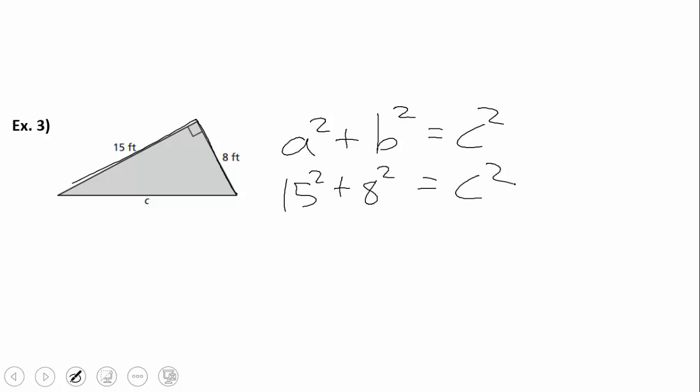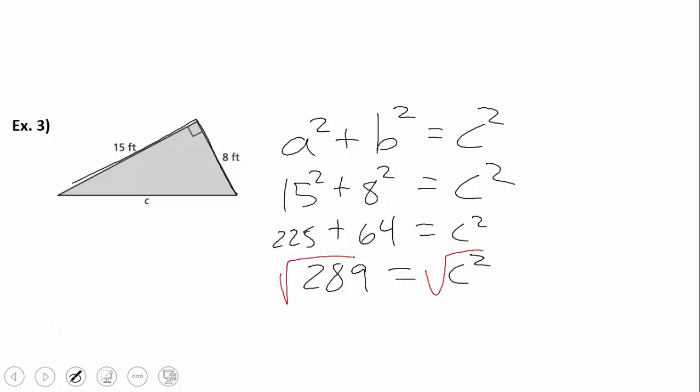15 squared is 225. You can use a calculator, you can have it memorized, or you can certainly use your reference sheet. 8 squared is 64. And then when you add those two together, 289 is equal to c squared. Taking the square root to find the length of the hypotenuse, the square root of 289 is 17. So the hypotenuse is 17 feet.